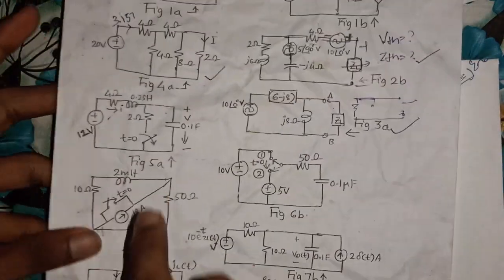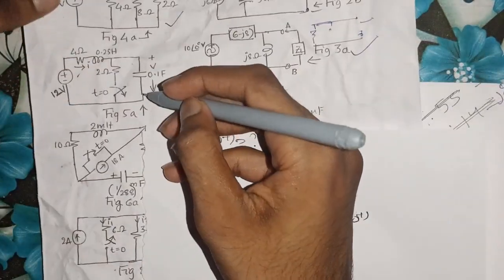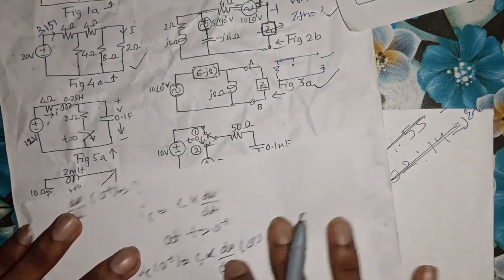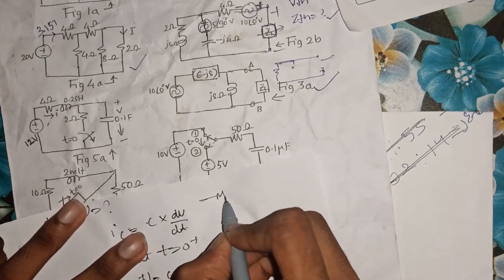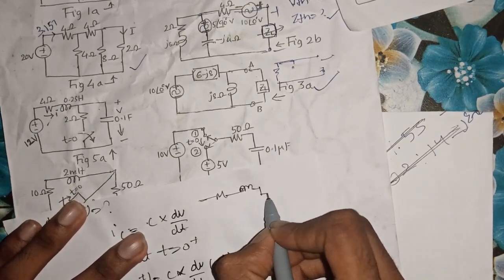As you can see here, the switch has been opened at time t is equal to 0 plus. So to calculate the value of current that is flowing through your capacitance at time t is equal to 0 plus, that is after opening your switch, which will be for this, let it be as it is, 2 ohm.